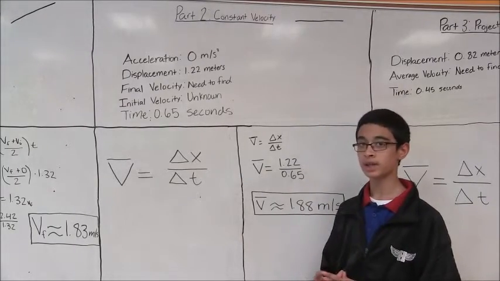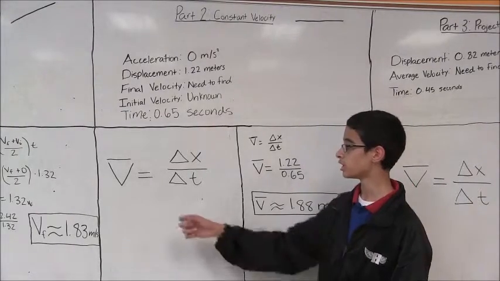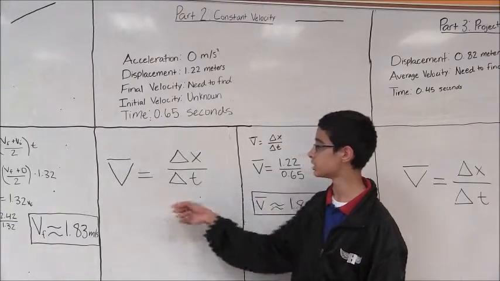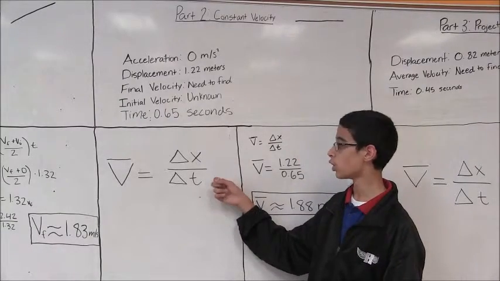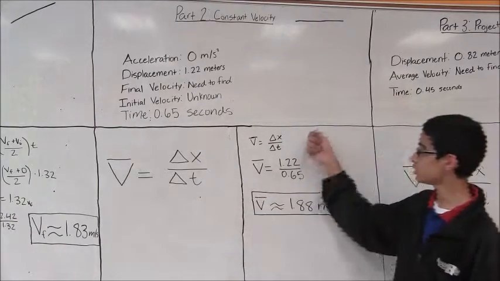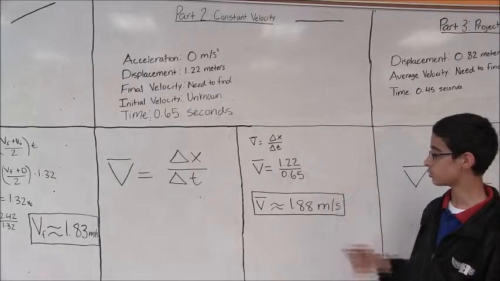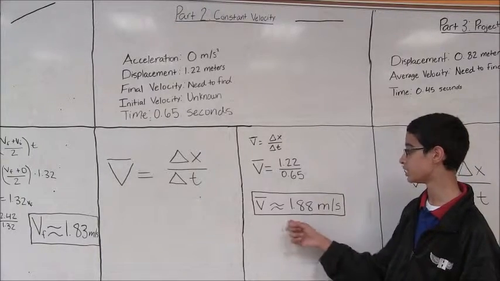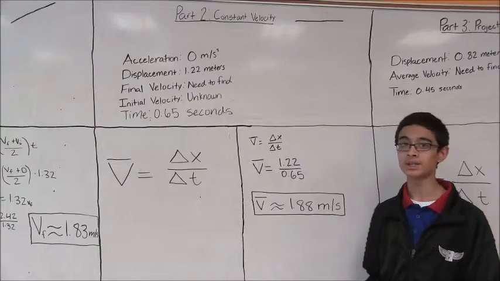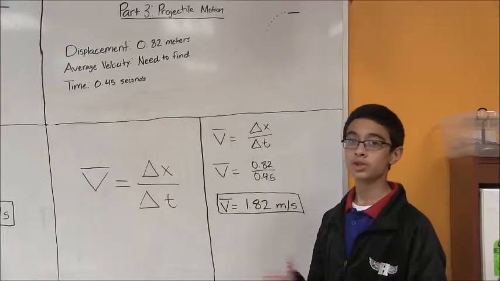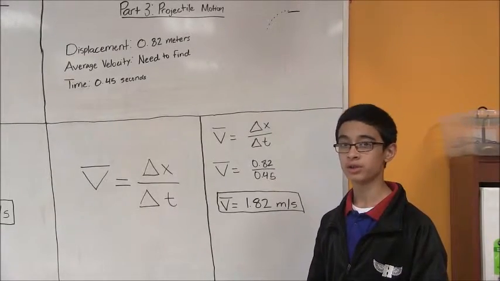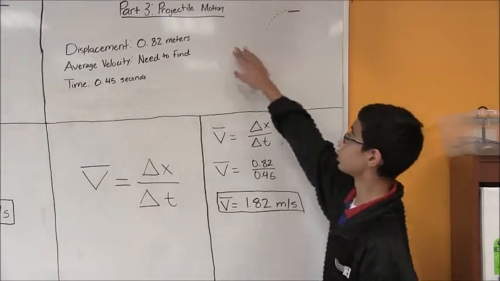So the best kinematic equation for us to use at this point is simply that the average velocity is equivalent to change in displacement over change in time. So as you can see in these calculations, I obtain a result that the average velocity is equal to 1.88 meters per second.